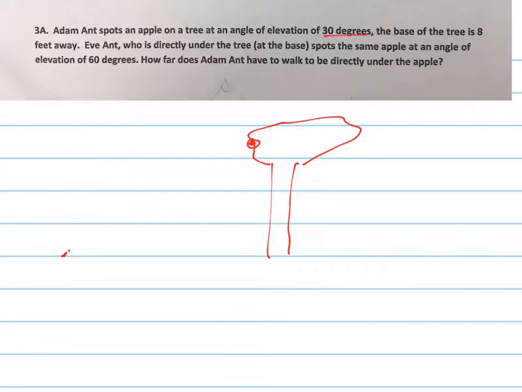Okay, so it says the angle of elevation. The angle of elevation means here's the ant, you put a line straight out on the horizontal, and then you draw a line up to the apple. That's your angle of elevation. What did they say that was? 30 degrees. And it says the base of the tree is 8 feet away. So this distance is 8 feet.